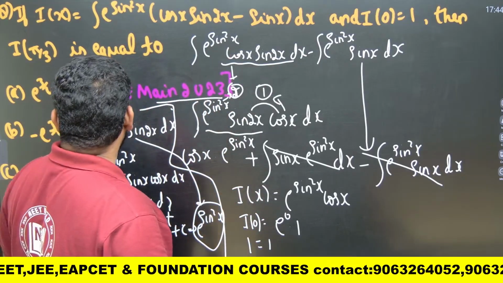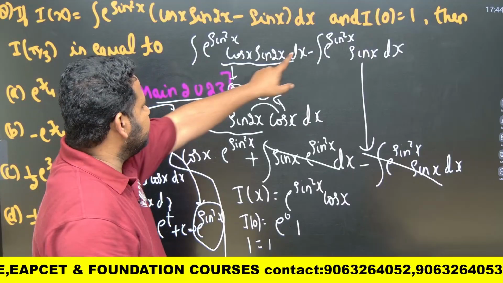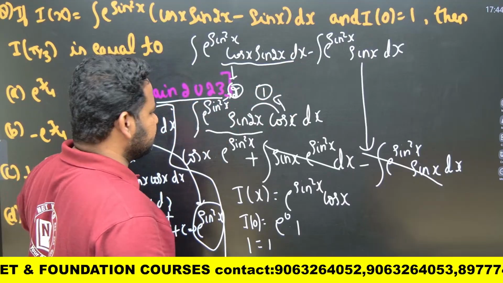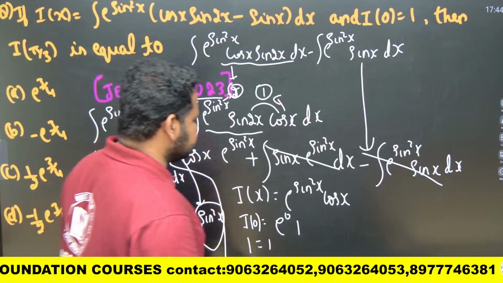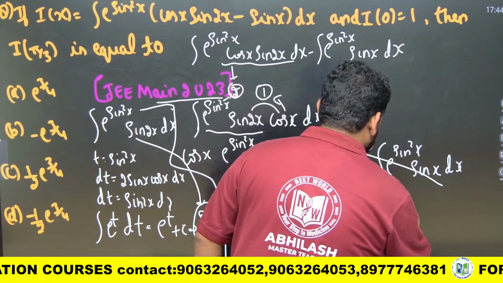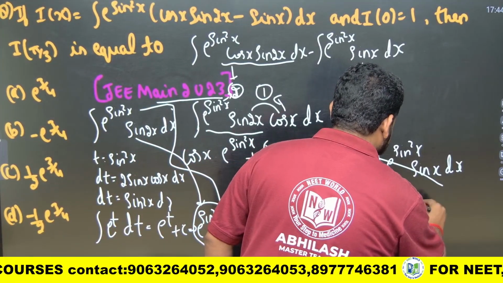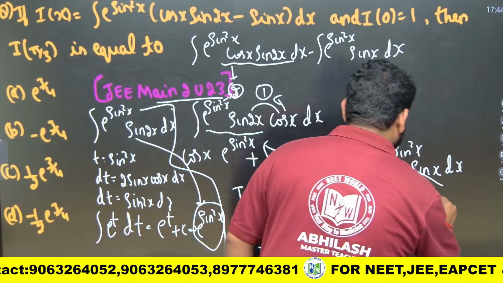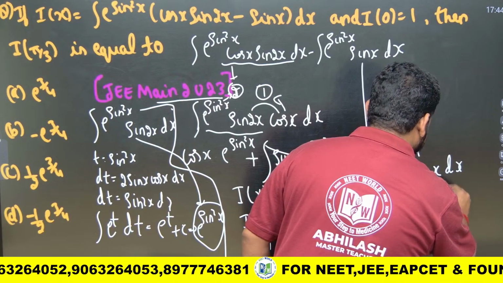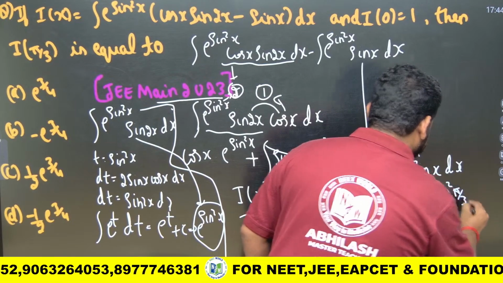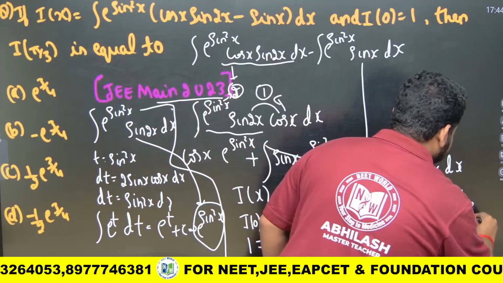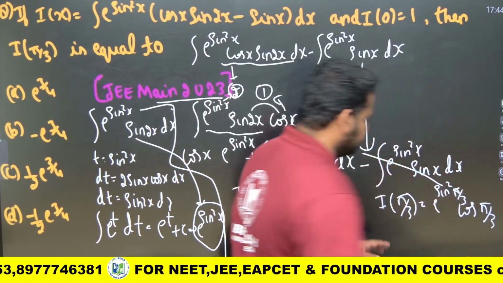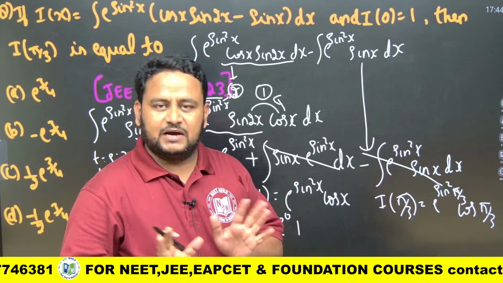Then they are asking us what? I of 0 we are getting as 1, they are asking us I of pi by 3. So, I of x is e power sin square x cos x. So, e power sin square pi by 3 into cos pi by 3, because wherever x is there we have to put pi by 3, friends.